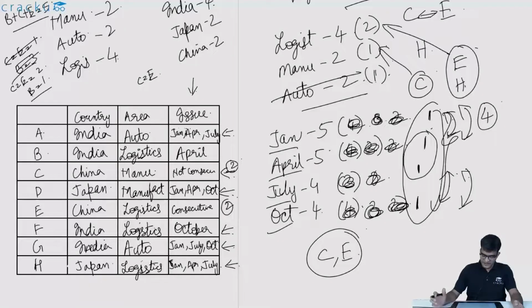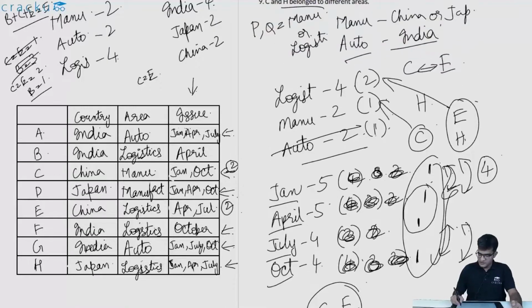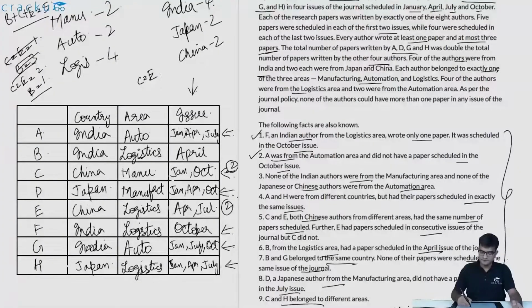So this would imply that E, who got his publications in consecutive months, has to be the middle 2. This has to be April and July. This would imply that the remaining two, which are non-consecutive months, one is at the start and one is at the end. This is January and October for C. Now let us look at the questions that follow.